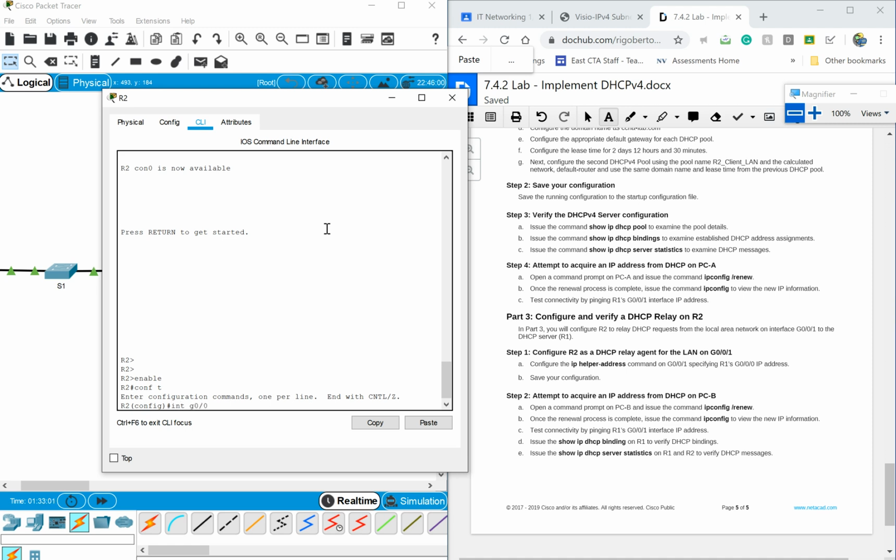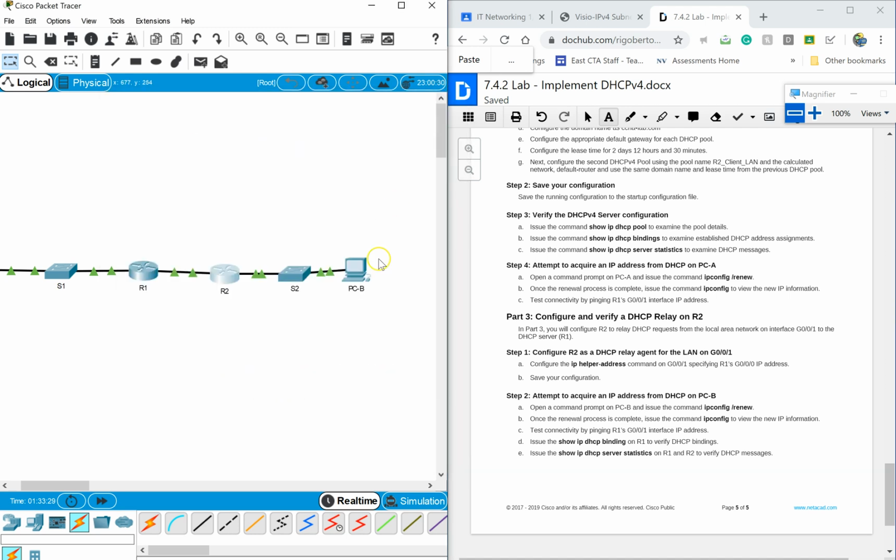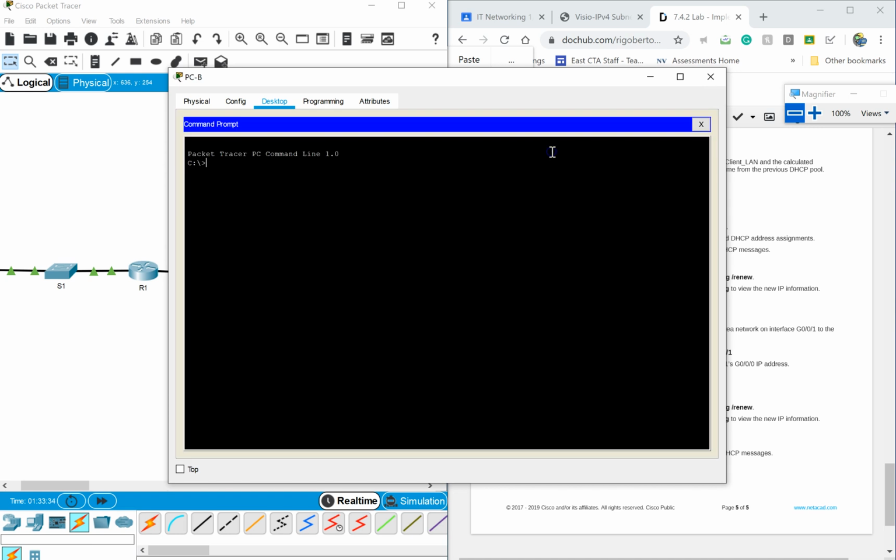Interface G0/0/1. And we are going to type in IP helper address. Now it says that I need to configure the IP address, so I have to specify R1's G0/0/0 IP address. So the helper address for G0/0/0 is 10.0.0.1. So IP helper address 10.0.0.1. Okay, save my configs, and it says attempt to acquire. All right, so we're going to attempt to acquire another IP address from here.